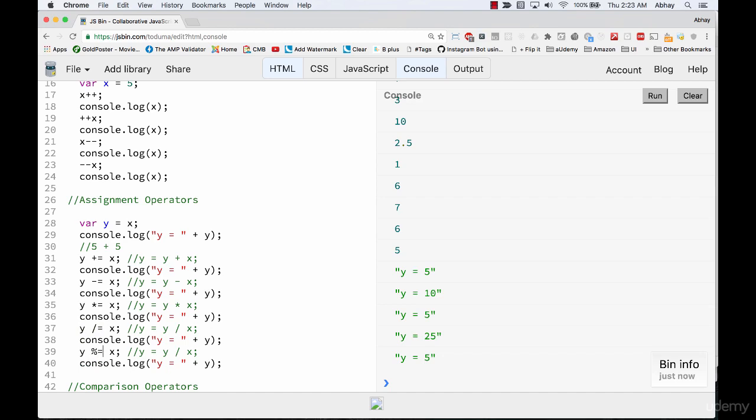Let's put the modulus sign and let's see what the answer will be. The answer is 0, which is but obvious because the value of y is 5 and the value of x is 5 as well. So 5 divided by 5, the answer is 1 and the remainder is 0, and that's why the modulus is 0.